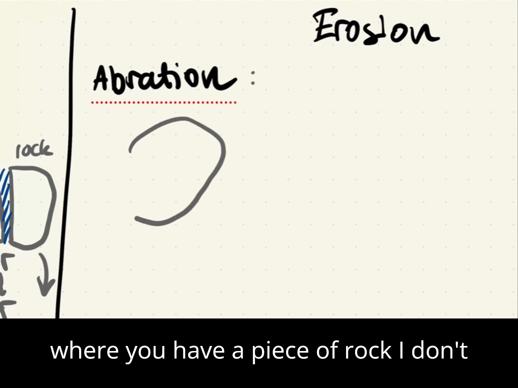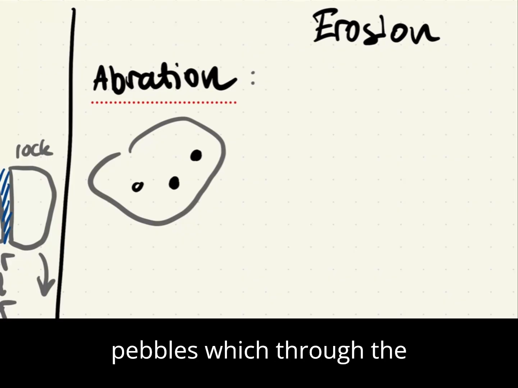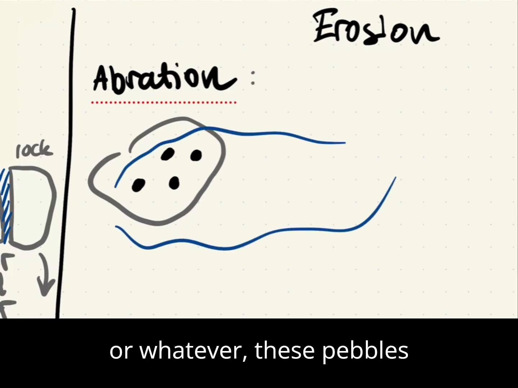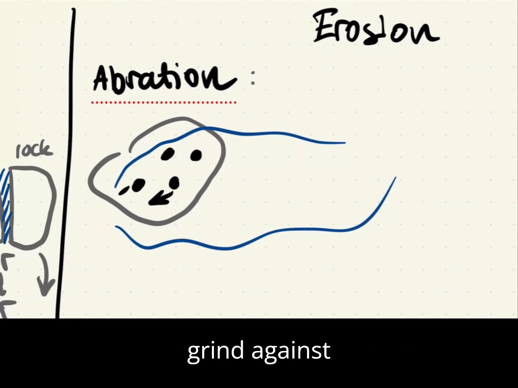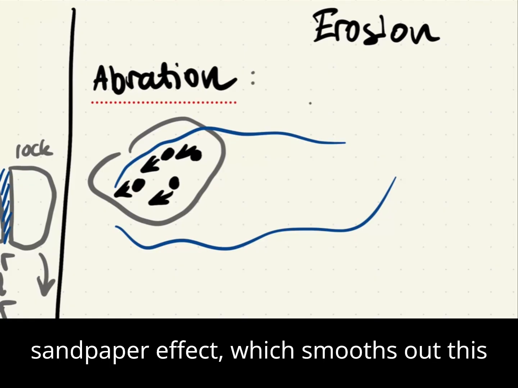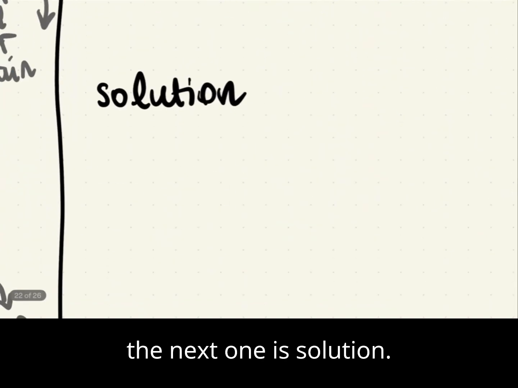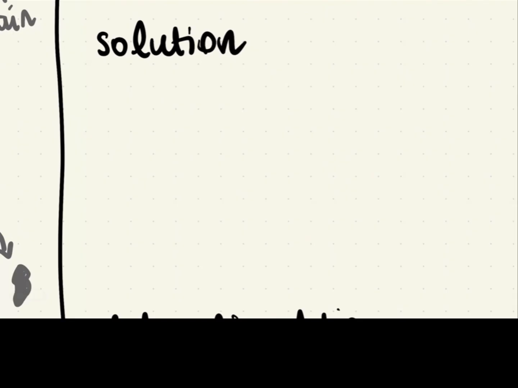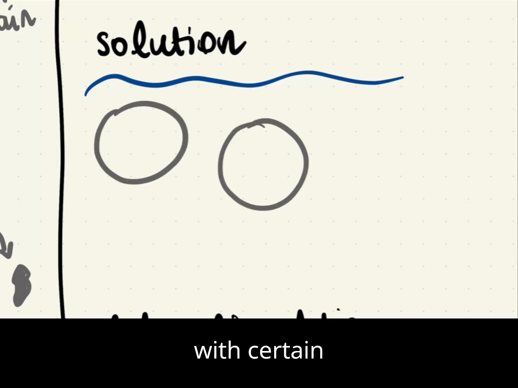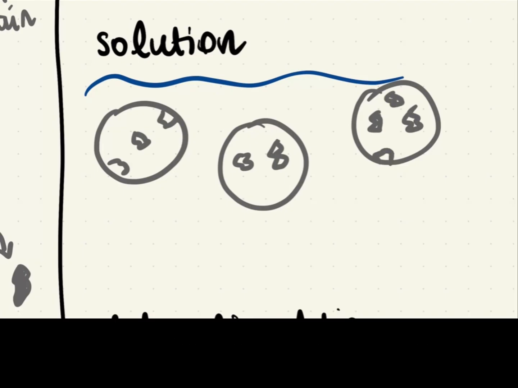This is essentially where you have a piece of rock and you get pebbles which, through the force of water, grind against the rock. This makes a sandpaper effect that smooths out the rock over time. Okay, so the next one is solution. It is when the sea itself reacts with certain types of rock and dissolves the rocks away.